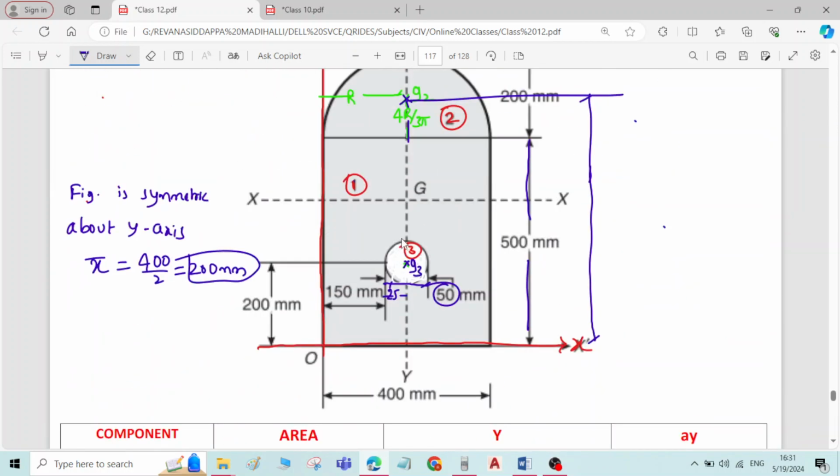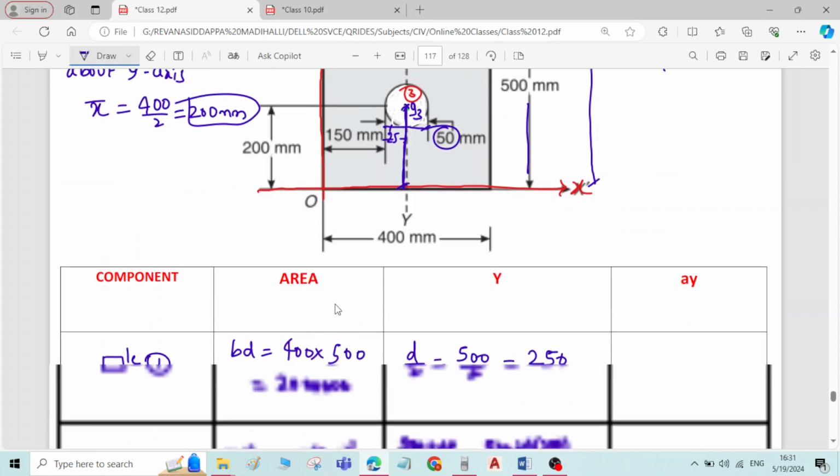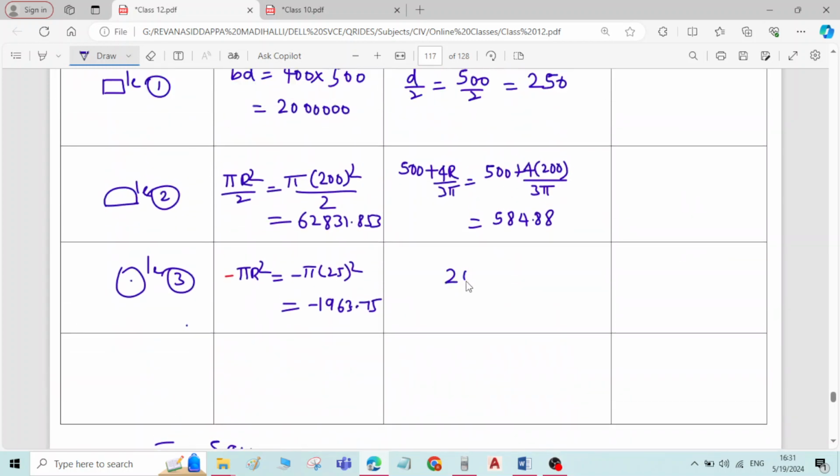Coming to the y value, if I take G3 as the centroid of the circle, the y for component 3 means the distance of G3 from the x axis. This is the y value. It is directly given here as 200 mm. Directly you take 200 mm.